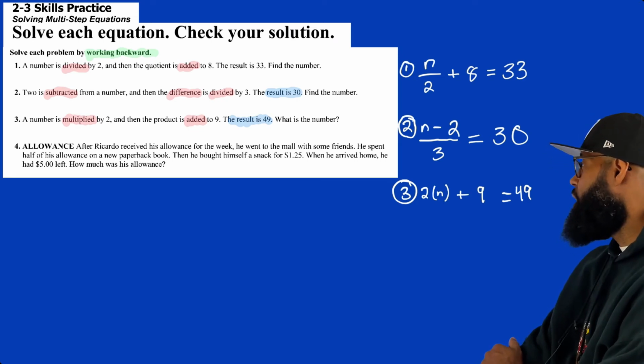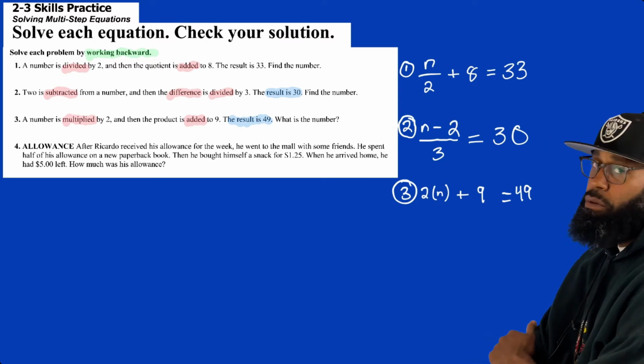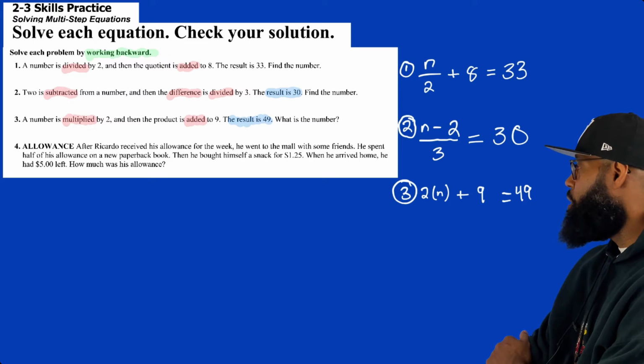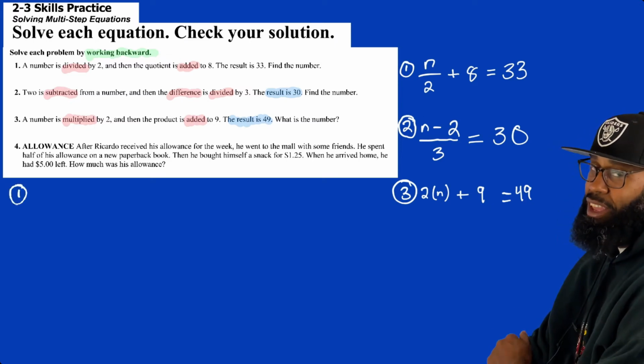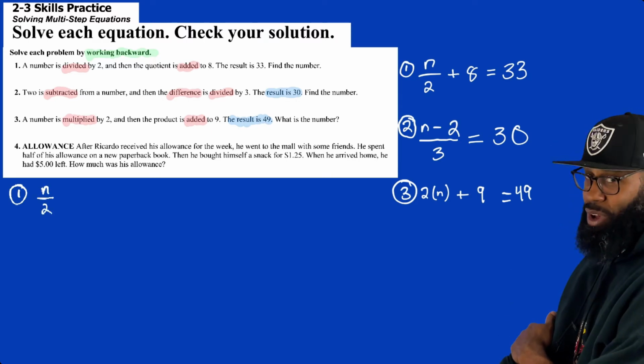So again, we're also about dividing by 2, we're also subtracting 9. 49 minus 9 is 40. And then 40 divided by 2 will be 20. So 20 times 2 is 40. 40 plus 9 is 49. I just did 3 verbally, but now we're doing number 1 right in front of us.